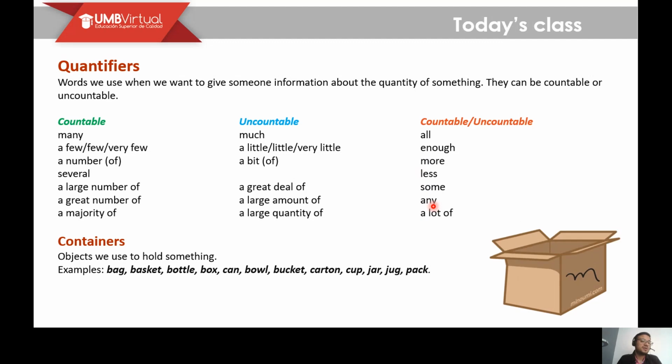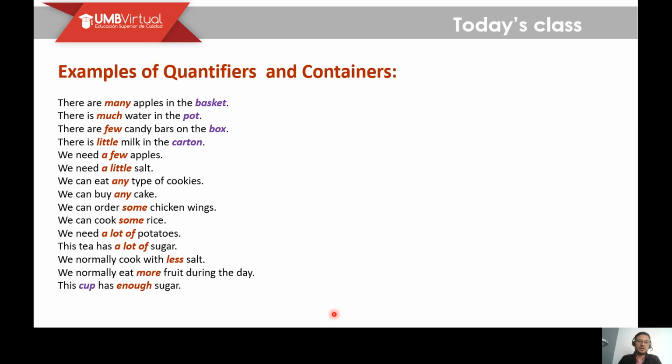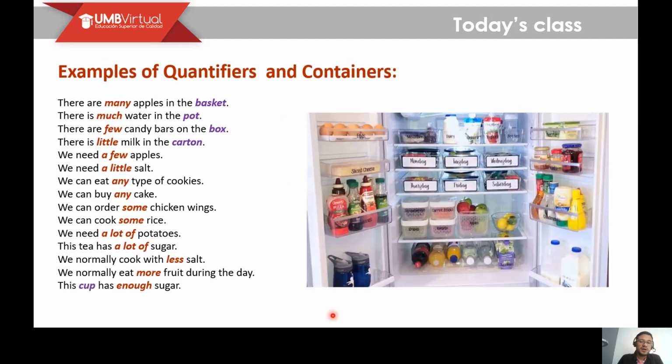We also have the topic containers. A container is something that we use to hold something, you know. For example, this box is a container and it is holding a cat. We have bag, basket, bottle, box, can, bowl, bucket, carton, cup, jar, jug, pack. And we can have more, but those are mainly the ones that we have. We are going to talk a lot in this course about food.